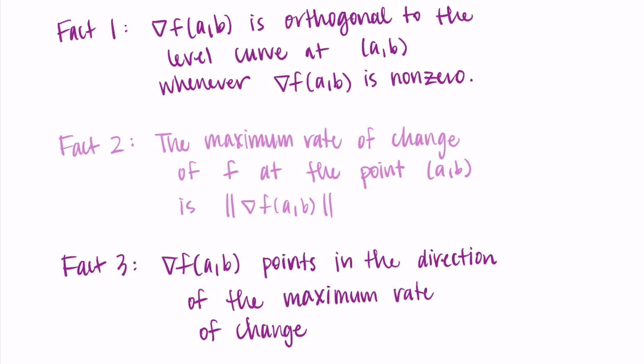Okay, so there we have it. We have 3 facts involving the gradient. We have that the gradient at a specific point is orthogonal to the level curve at that point. We have that the magnitude of the gradient represents the maximum rate of change. And we have that the gradient points in the direction of the maximum rate of change. Hopefully those proof sketches with a little bit of intuition helped you understand why these things are true, and now you can go use them in other problems that involve the maximum rate of change or finding orthogonal vectors.